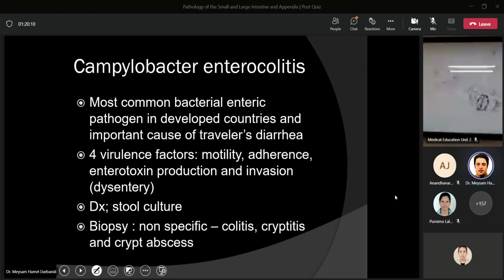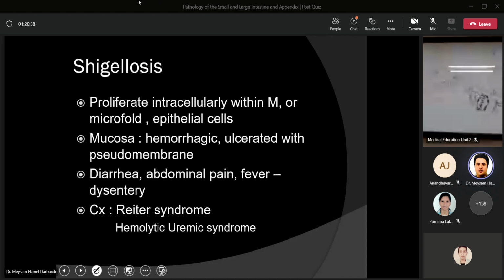So another disease, Campylobacter enterocolitis. The most common bacterial enteric pathogen in developed countries and an important cause of traveler's diarrhea. Four virulence factors: motility, adherence, enterotoxin production, and invasion. Diagnosis is through stool culture. Biopsy is non-specific: colitis, cryptitis, and crypt abscesses. We go to another one. Take note of this. We might also ask this in the exam later.